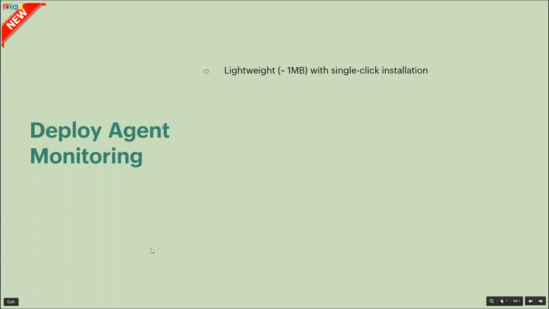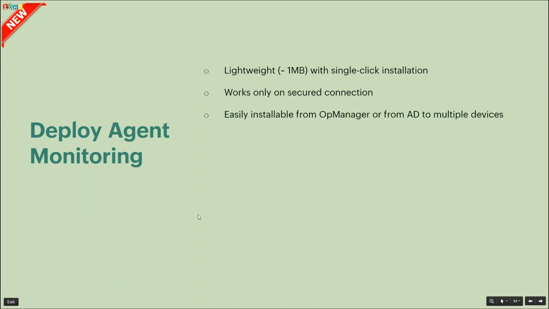This agent is a lightweight agent which is less than 1 MB. With a single click, you can install it. It works on a secured connection, so you need to enable HTTPS within OpManager with a valid certificate to use agent-based monitoring and deploy the agents across various devices. It's easily installable from OpManager or from Active Directory to multiple devices. We'll see in detail how the agents can be installed on a single server or how to use Active Directory to bulk import the devices.